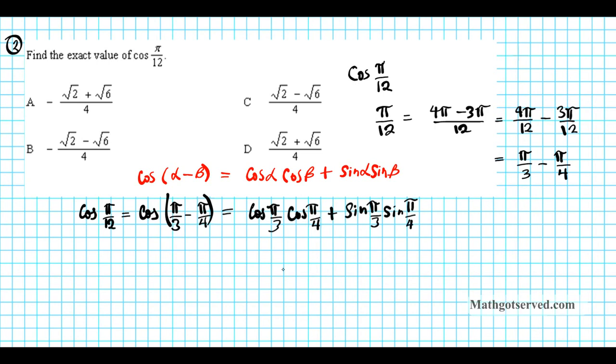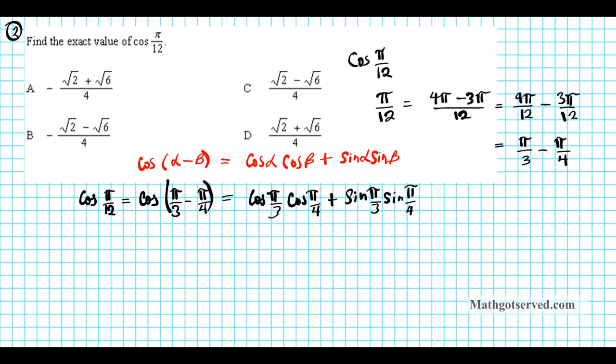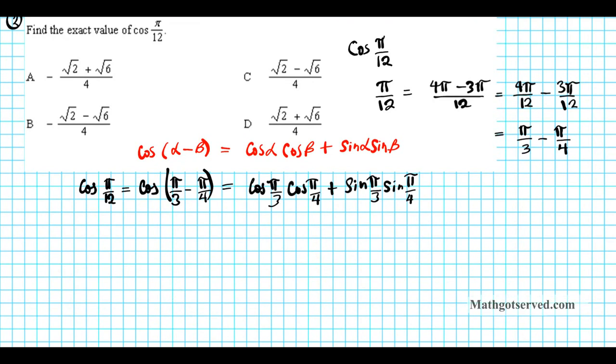All right? Now we're going to take a look at our unit circle. Okay, if you remember what it looks like, that's fine. We have two angles here, alpha. Alpha is the first one. Alpha is pi over 3, as you can see here. And beta is pi over 4.